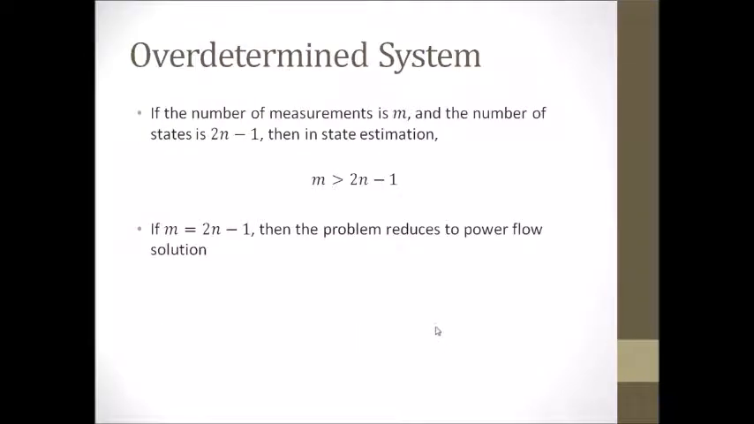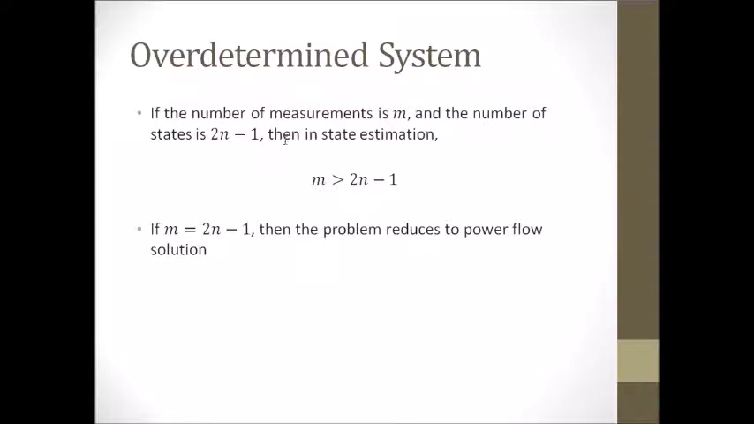State estimation is applicable for an overdetermined system. What does it mean by overdetermined system? If a system has more equations than the number of variables, then we call it an overdetermined system. In our case, if we have more measurements than the number of states, then we call it an overdetermined system. State estimation is applicable only for an overdetermined system.